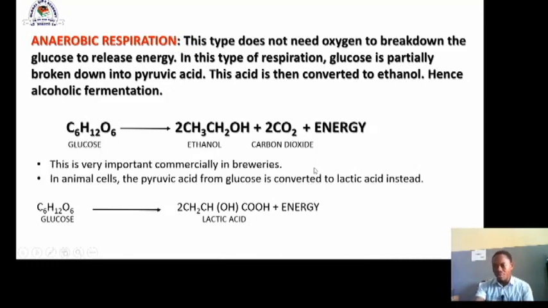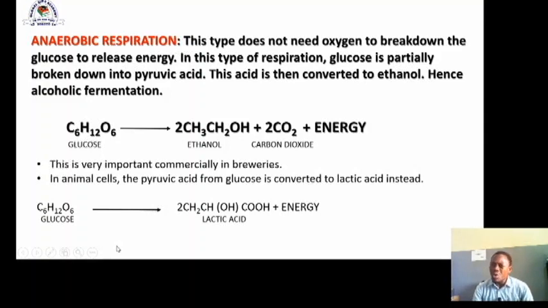One of the similarities is that carbon dioxide is formed and energy is also formed in both aerobic and anaerobic respiration. But because this one produces ethanol, it is called alcoholic fermentation. So this is very important commercially in brewery industries where they produce alcoholic drink.